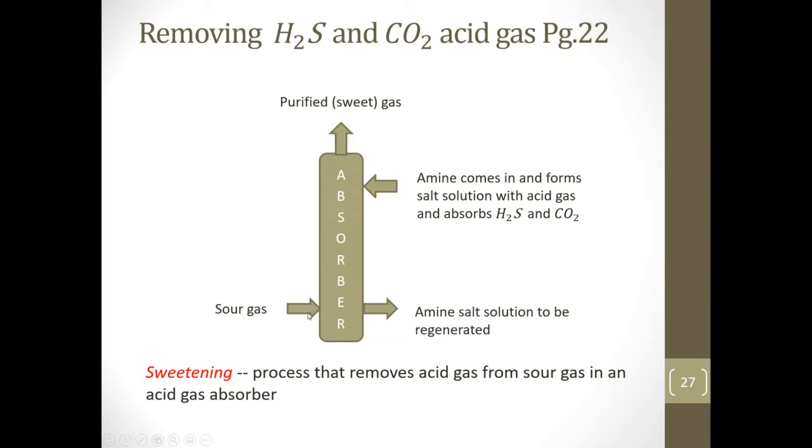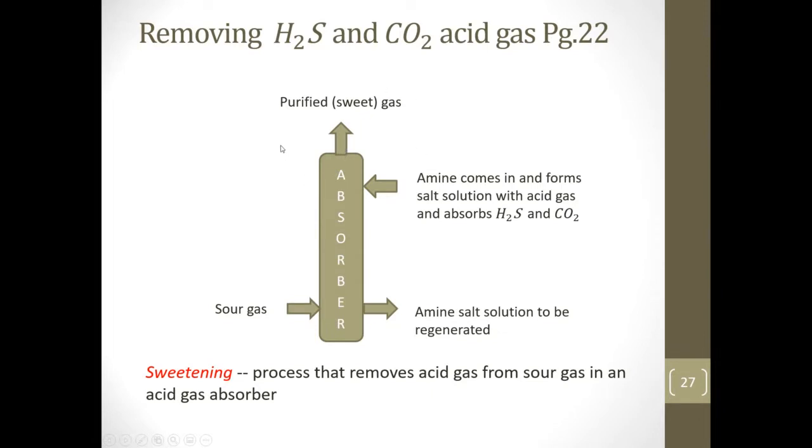So we pass our sour gas into the absorber. It's filled with some type of a catalyst. And we pump an amine in, it reacts and forms a salt solution with the acid gas, absorbing H2S and the CO2. That salt solution is then sent over to a regenerator to be regenerated. The H2S and CO2 are taken out of it, and that amine solution gets reused. The product, sweet gas, comes off the top and goes into future processing.